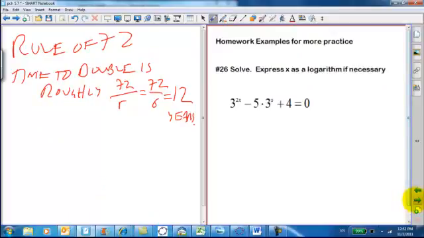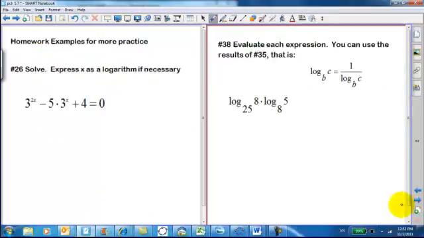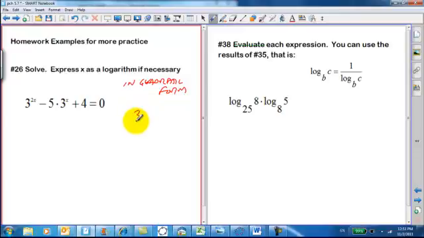Okay, now homework examples. Let's take a look at this one. Solving 3 to the 2x minus 5 times 3 to the x plus 4 equals 0. This is actually in quadratic form because one expression is the perfect square of the other. 3 to the 2x equals 3 to the x squared.